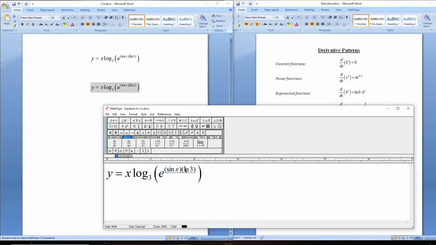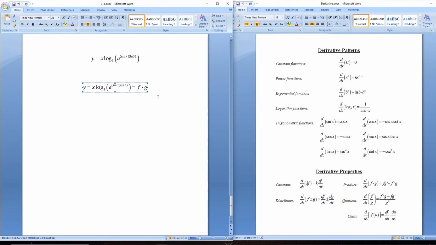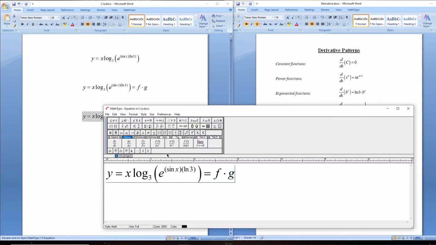So don't let this log 3 fool you too much there. That's just a number. It's just a constant, and we can treat it simply because it's a constant. So the first thing we're going to do then is product rule, because we have a function times a function. And then once we identify that, we will explicitly define f and g. So we're going to say f is a nice simple x there. g is where all the fun is, though.